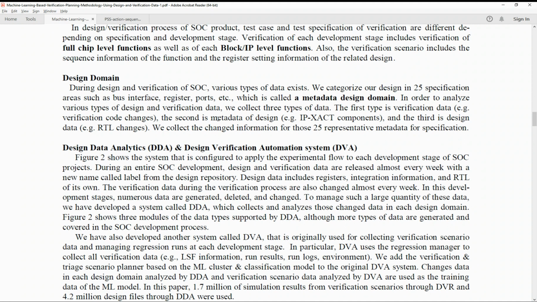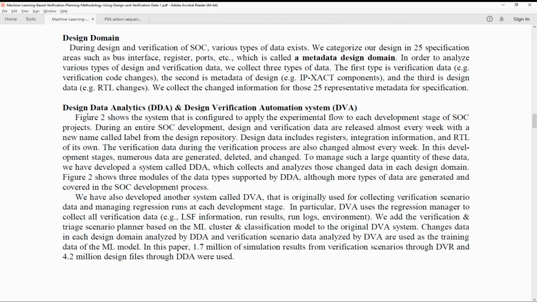The first type is verification data, for example, verification code changes. The second is the metadata of design, for example, IP exact component. And the third one is the design data, for example, RTL changes. We collect the changed information for those 25 representative metadata for specification areas.